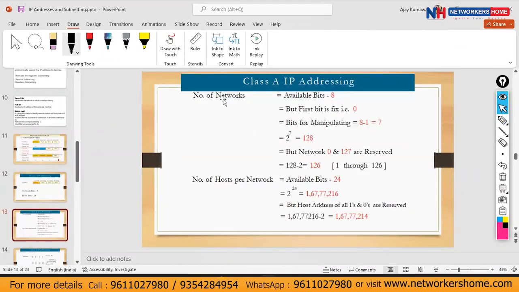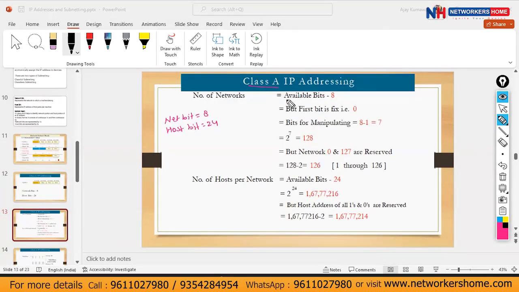If you want to calculate how many networks you can design in class A, how many network bits are there? If you remember, 8. And how many host bits are there? 24. Correct. So we have a total of 8 available bits. And if you remember yesterday, while calculating the range, in class A the first bit was always 0. That was fixed; we cannot change that bit. So out of 8 bits, how many will be remaining? 7. We cannot use that first bit, so we can only manipulate 7 bits.